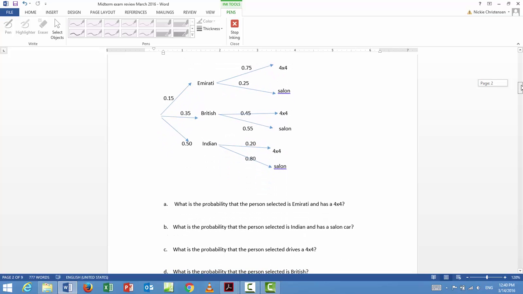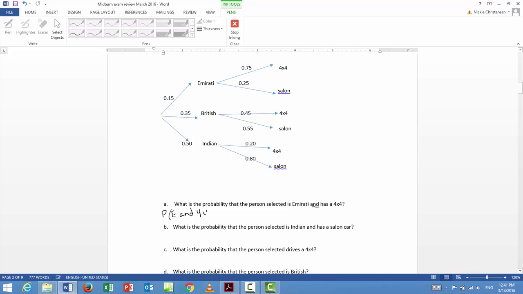So we then have some basic questions. We're supposed to use the probability table to answer them. So the first question, what's the probability the selected person is Emirati and, there's our magic word, has a 4x4? Okay, so if we look, well, the chance of being Emirati is 15%, and 4x4, 75%. So, you know, it's the same sort of problem we did a lot of at the beginning of the semester.